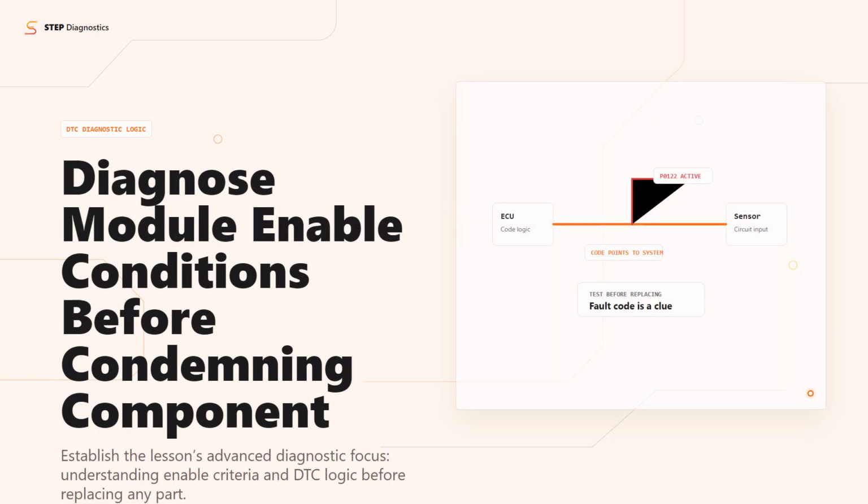Before condemning any component, you need to understand how module enable conditions work, what the ECU observes, and when DTCs truly point to a real fault. This lesson gives you clear strategies to use logic, scan data, and targeted testing to avoid unnecessary replacements.